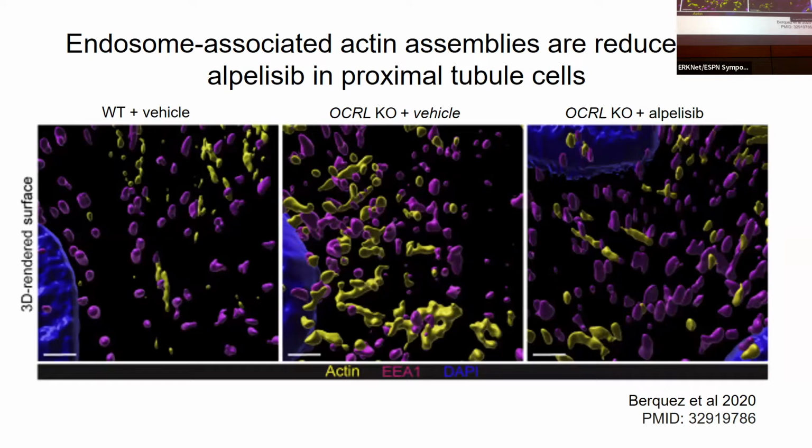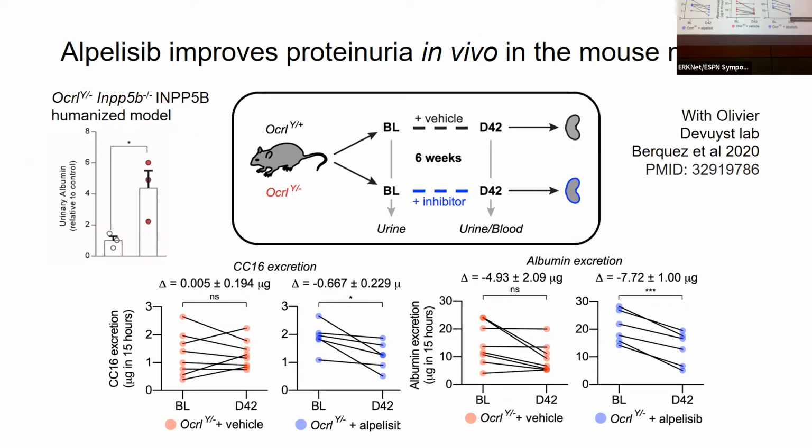And you can see here in the normal proximal tubule cells, looking at the endosomes here in pink, with the yellow actin assemblies around them, you can see this normally happens to some extent. And then with the OCRL knockout, you can see the actin baskets that end up surrounding the endosomes. And with treatment of these cells with alpelisib, you decrease these actin assemblies, as predicted from our work in immortalized cells and the extract systems. So this work was published in 2020, so I'm just showing you some of the highlights here of this work with the reference on the slide.